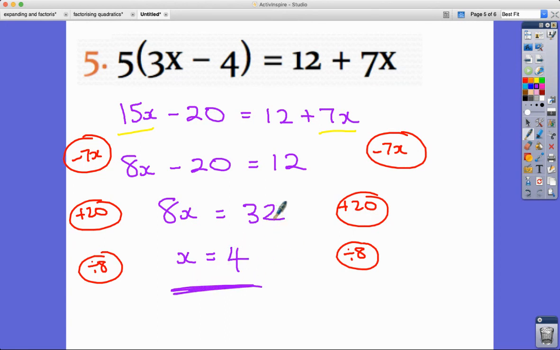Okay. Again, I'm going to go and just double check it. So 3 times 4 is 12, subtract 4 is 8, 8 times 5 is 40, and then over here I've got 12 plus 7 times 4, 28, 28 plus 12 is also 40.